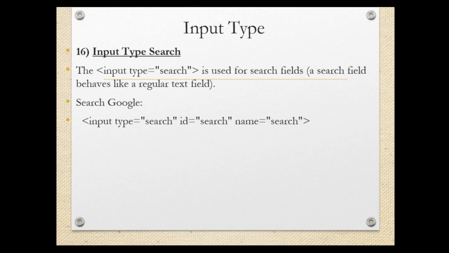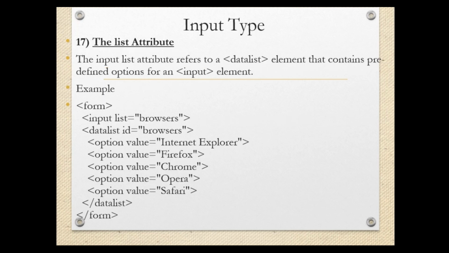Next one, we have input type equal to search. The input type equal to search is used for search fields, like a regular text field. Basically, as you have seen on Google, whenever we go on Google, it shows you a search bar. So it is the same as a search bar. Input type equal to search, id equal to search and name equal to search.